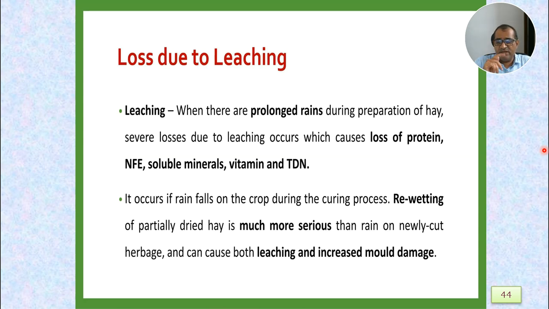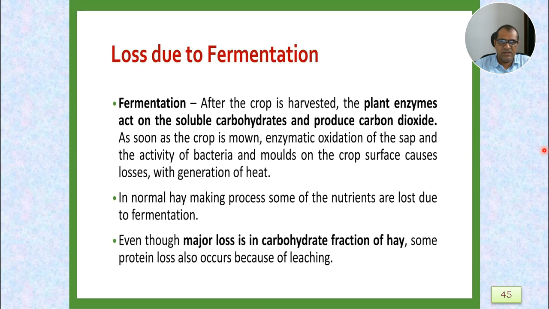Newly cut herbage can cause both leaching and increased mold damage. Increased mold damage is one of the dangerous things for cattle. Immediately we may not see the effect, but with prolonged use you will definitely see it. Apart from this, if the moisture content is high and the hay is stored for a long time, there will be fermentation. Then the plant enzymes start acting, and the soluble carbohydrates produce carbon dioxide.